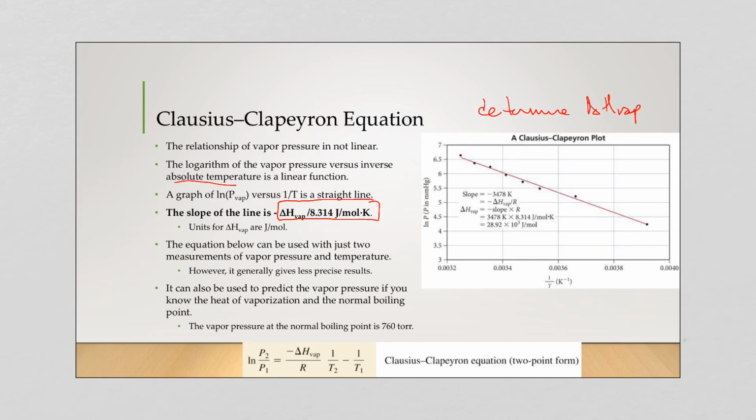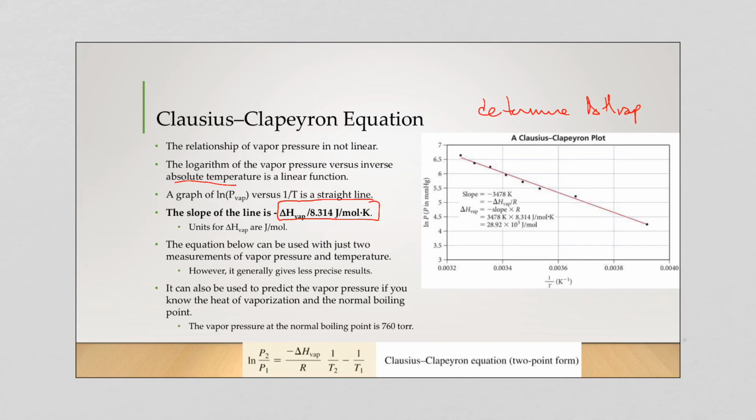Now, experimentally, that's great. But calculationally, we can also do something called a two-point equation. So we can have just 2 data points. If we don't have a whole experiment, we just have 2 data points, we can use those to do some simple calculations here. Now, they'll generally be less precise because, of course, we only have 2 data points. But we can use 2 measurements of vapor pressure and temperature to calculate the delta H of vaporization if we wanted to.